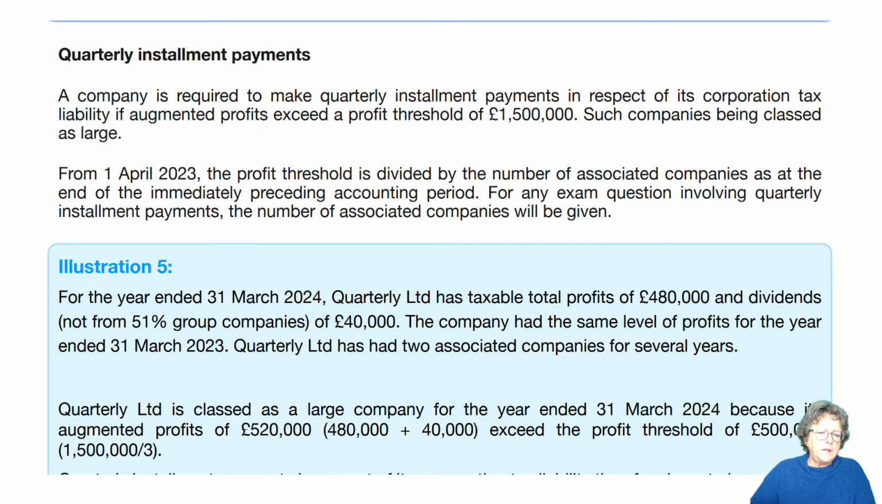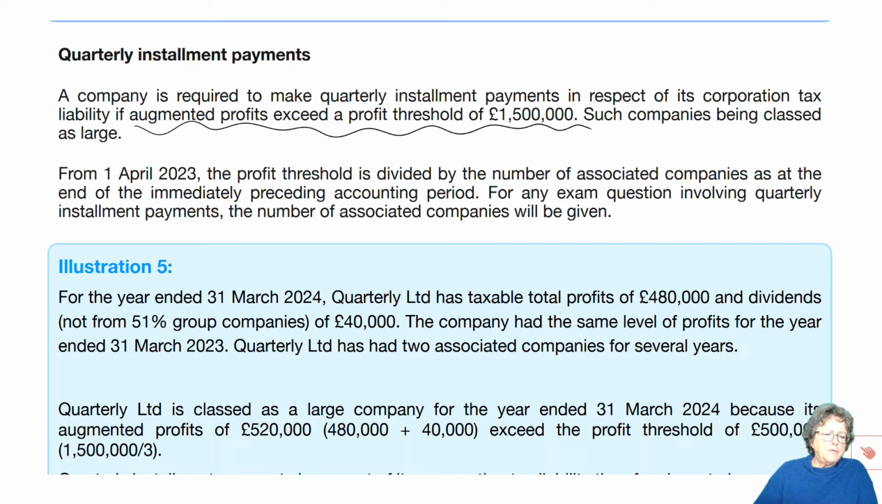So a company that is classed as large, i.e. its augmented profits exceed 1.5 million, then they have to pay their tax quarterly. The revenue don't want to have to wait for the corporation tax once a year, 9 months and 1 day after the end of the accounting period. So it's quite a big distance that they have to wait. So if they are large with augmented profits of £1.5 million, then they have to pay their tax quarterly.